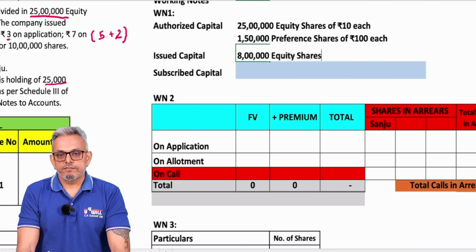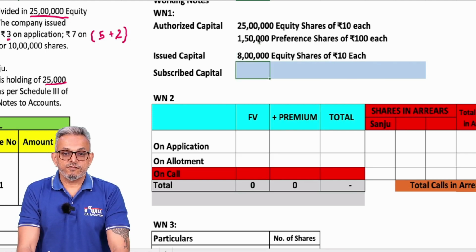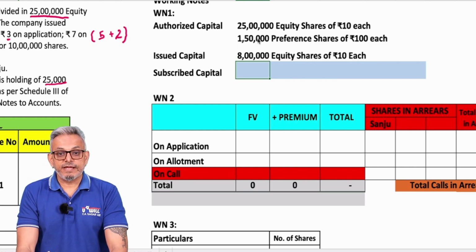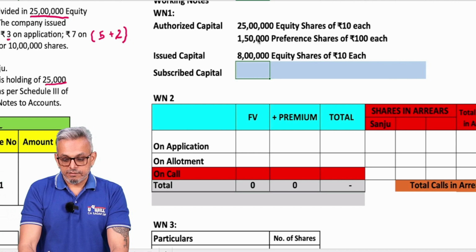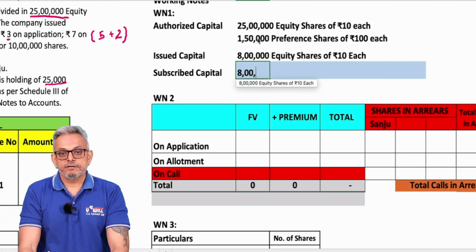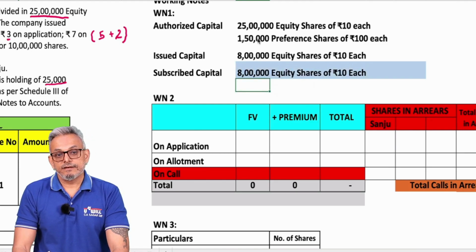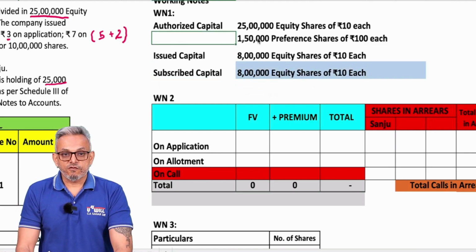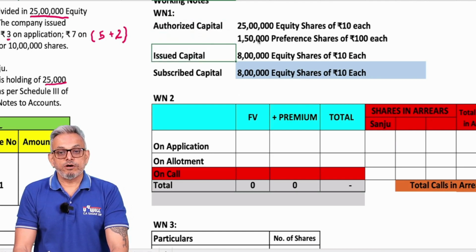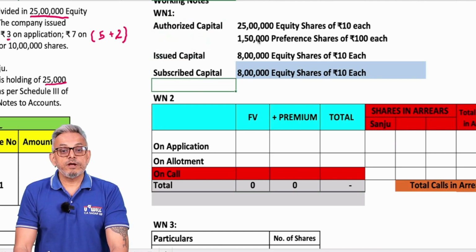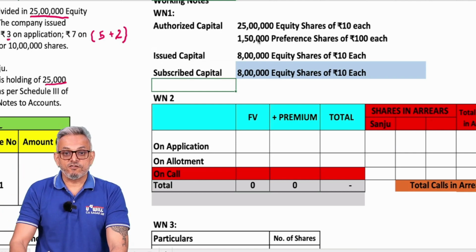equity shares of rupees 10 each. Now, subscription we received for 10 lakh shares, but we cannot issue more than the issued capital. So, again, this will be 8 lakh equity shares of rupees 10 each. Now, once this work is done, we know what is authorized, what is issued, and what is subscribed. In this sum, no information is given about preference shares.